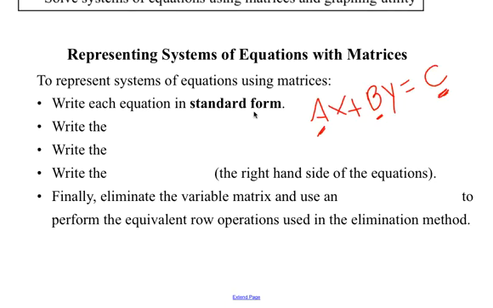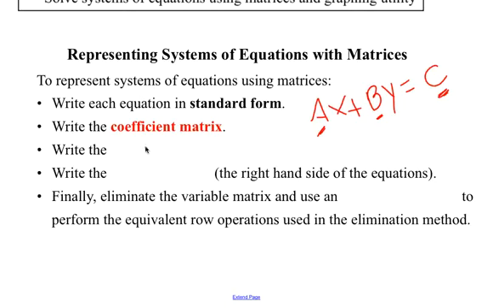Once you have all of the equations in standard form, the next thing we want to do is write three different matrices. The first one is called the coefficient matrix. And the coefficient matrix basically is just all of the numbers in front of the variables.